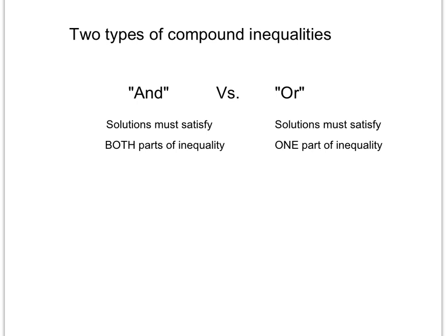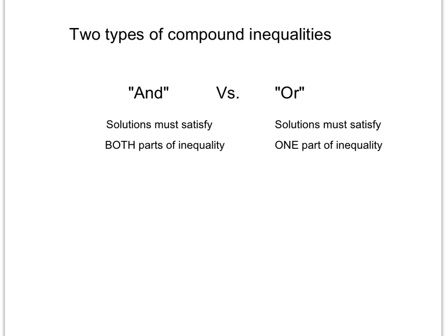Alright, let's get started. First of all, we've got two types of compound inequalities, kind of like a battle royale here: "and" inequalities versus "or" inequalities. The difference is really easy to see. For "and" inequalities, the solutions must satisfy both parts. So it's got to be true for one part and for the other part. "Or" inequalities have solutions that must only satisfy one part. This or that sort of thing.